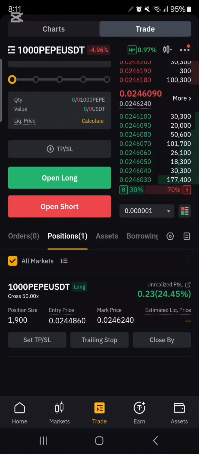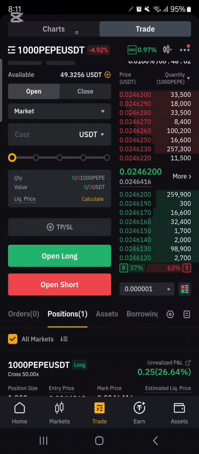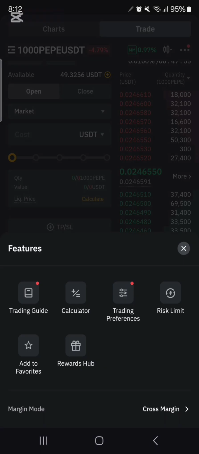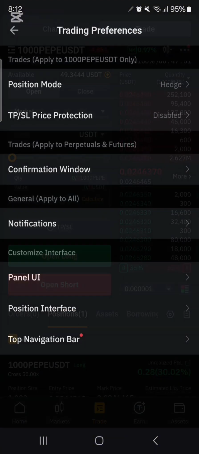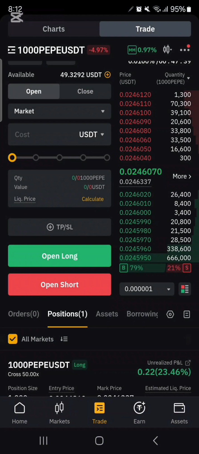So now you understand the isolated margin and the cross margin. Another important thing that we need to do here is these settings. It is very, very important. On your top right corner, you will see 3 dots. Then you see trading preferences. Then make sure you are on edge. I am already on edge. Make sure your position mode is on edge, okay, so that you can have more functionality on your chart.